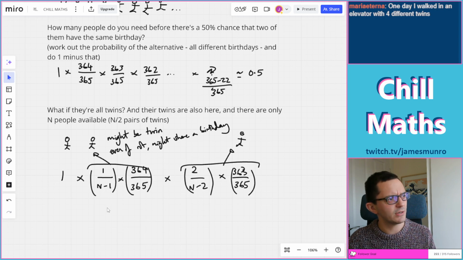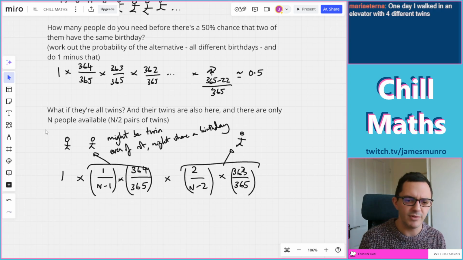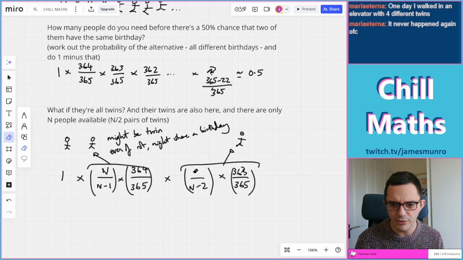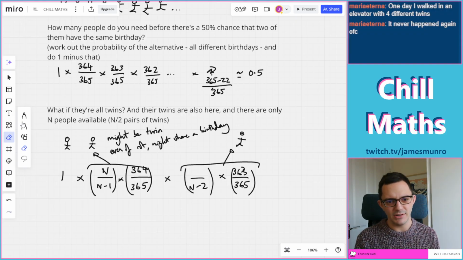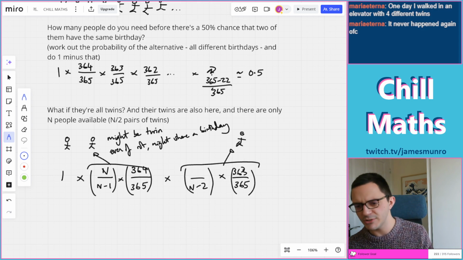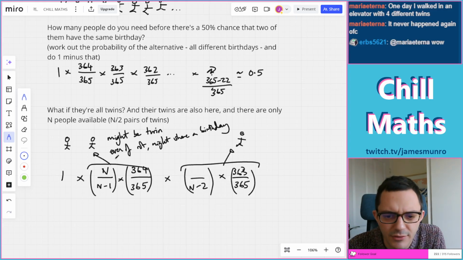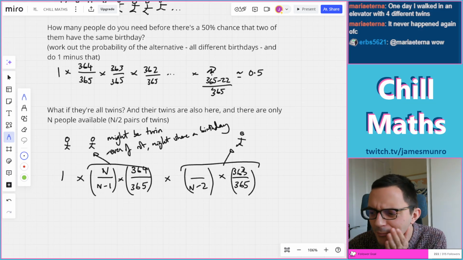So I've done something wrong, haven't I? Oh yeah, to be not a twin is to be one of the other people. Sorry, this should be the other way around, shouldn't it? To be not a twin is to be one of the other people. There are n-2 other people in the universe, of whom only 1 is the twin of... No, what am I talking about? So I want them to be not a twin. Here we go. Oh my goodness.